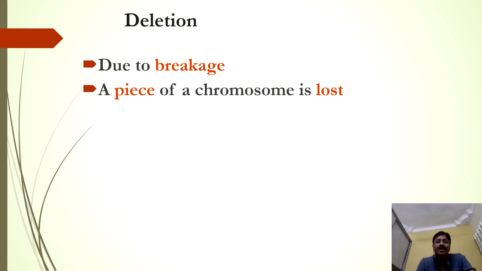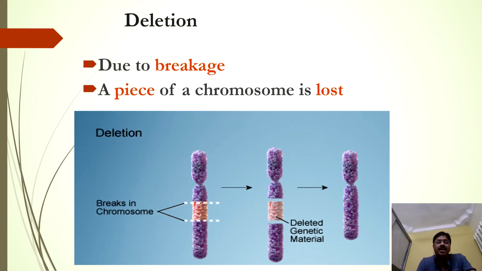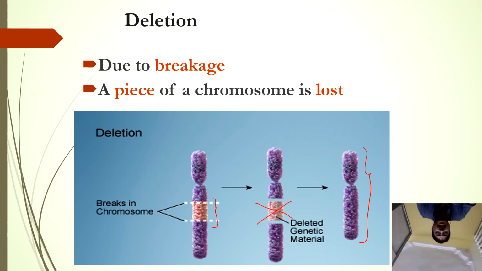So, coming to the first part, deletion. The deletion occurs due to a breakage in a chromosomal segment. That is, a piece of chromosome is lost. Here you can understand the structure of the chromosome, how it gets deleted. Now this much fragment gets deleted, and now there will be rearrangement of the chromosome, and now the size has been changed. That means some part of the chromosome has been lost.